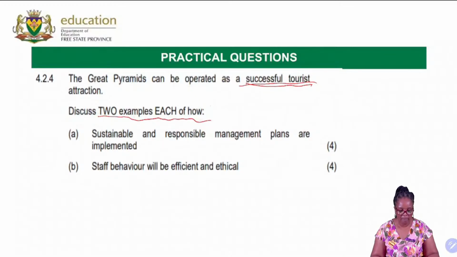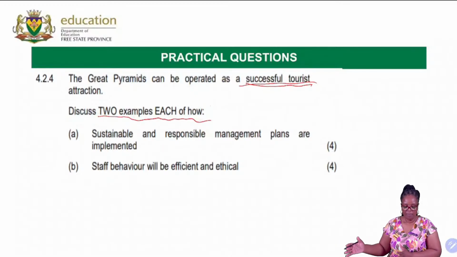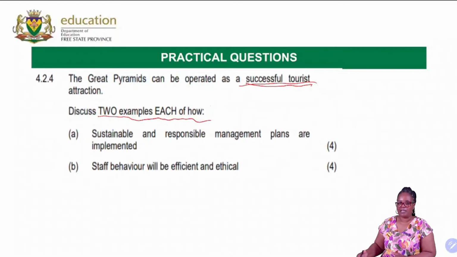Lastly, remember we talked about the stalls. Those local vendors, those who are selling their products, will be given stalls in a designated area where they will not be disturbing the visitors or destroying the attraction while selling their things. They will be given a designated area to sell their things there.